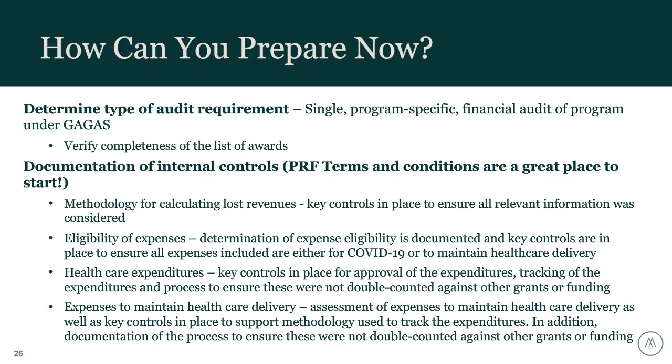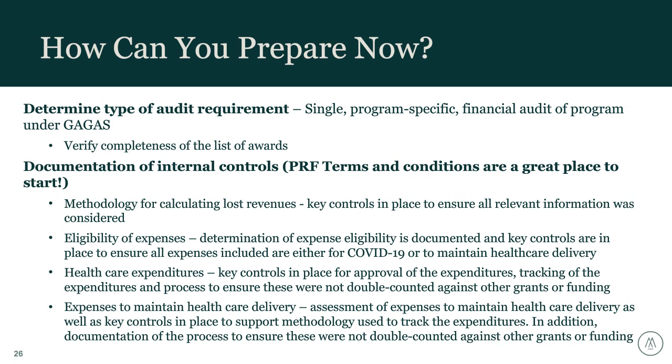In terms of how you can prepare, step one would be determining the type of audit requirement you have, whether it's the single audit, the program-specific audit, or just the financial audit of the program under generally accepted government auditing standards. The key here is going to be completeness of the list of awards, because it could be coming through as a pass-through via the state or local. If you have more than one federal program or more than one source of federal funds, you would potentially fall into the single audit bucket. So keep in mind that you need a complete population of that.